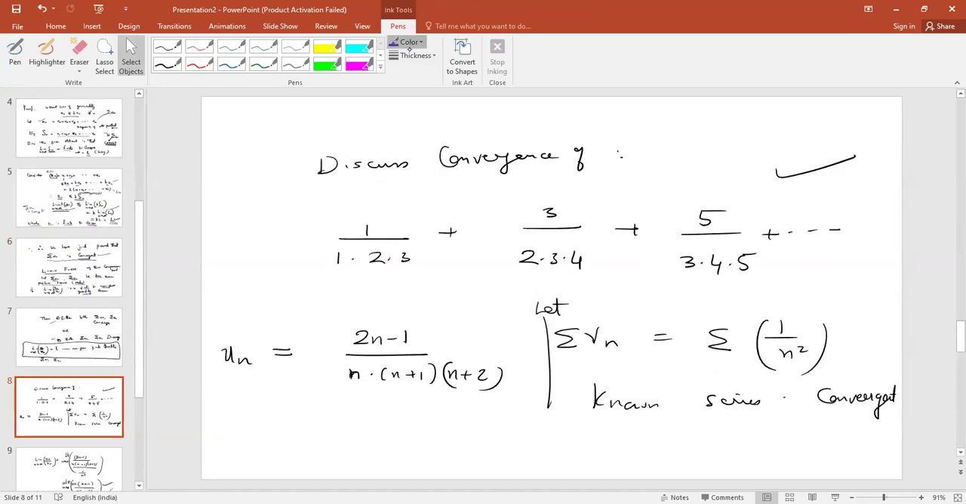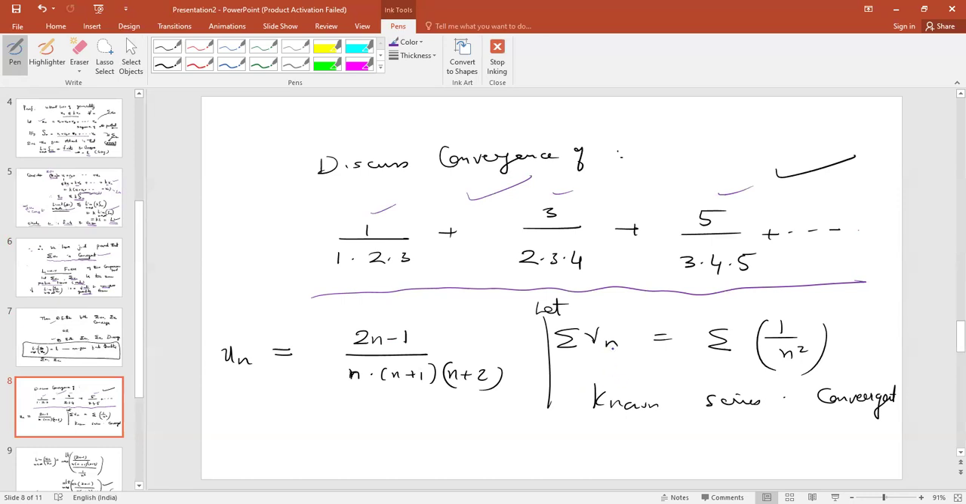Let us discuss the convergence of this kind of a series. 1 divided by 1 times 2 times 3 plus 3 divided by 2 times 3 times 4 plus 5 divided by 3 times 4 times 5 and so on. So you see these odd terms can be captured as 2n minus 1. These are consecutive odd numbers, and these are consecutive naturals, can be coded as n into n plus 1 into n plus 2. You quickly check that this really encodes the nth term of the given series.